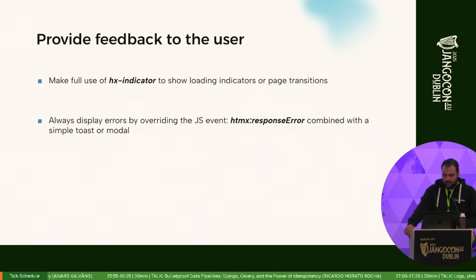Next is an obvious one, but always try to provide feedback to the user. So use an Ajax indicator, display page transitions to show that requests are in flight, and display errors by overriding the HTMX response error JavaScript event. That's easily achieved by just displaying a modal saying that there was a request error.